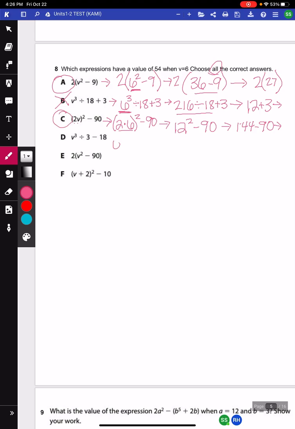For D, 6 cubed divided by 3 minus 18. Exponents have to come first, so 6 times 6 times 6 is 216 divided by 3 minus 18. I know division comes next before subtraction, so 216 divided by 3 is 72 minus 18 is 54.